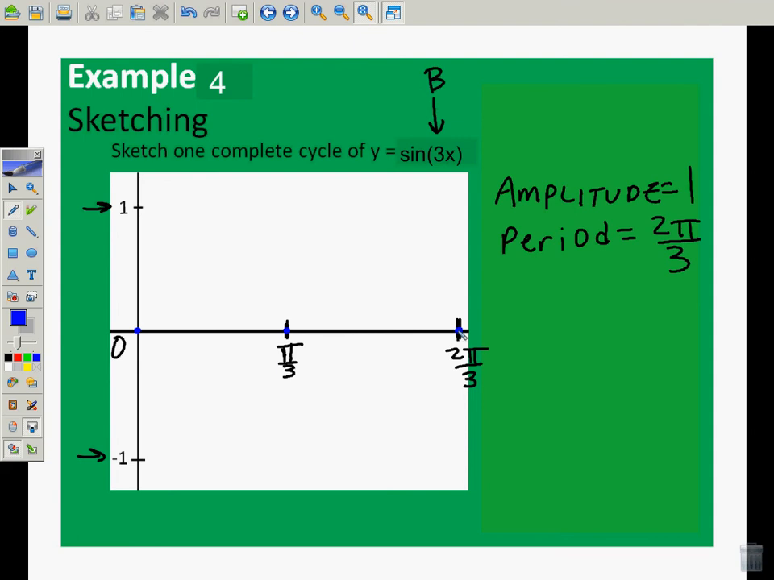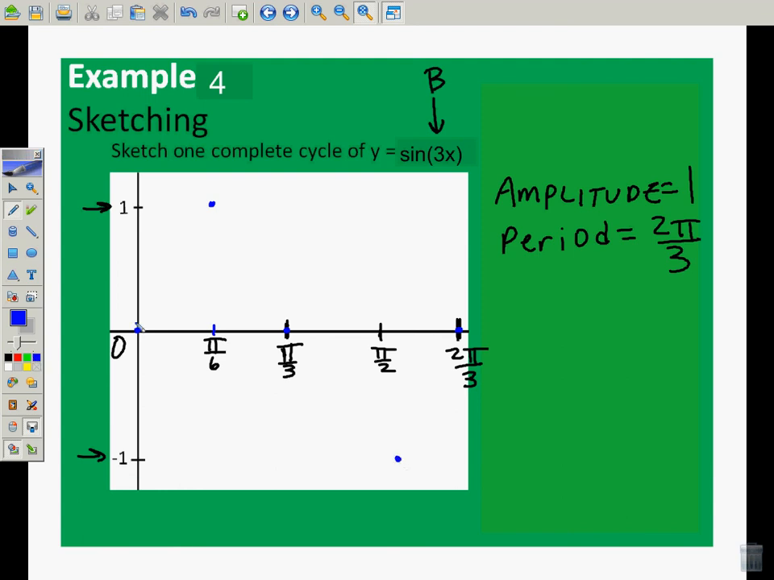Maximum and minimum. My maximum is going to come halfway between 0 and pi over 3. So let's see. That point's going to be pi over 6. And my minimum is going to come halfway between pi over 3 and 2 pi over 3. So that's going to be, let's see, 2 pi over 6 and 4 pi over 6. So that's going to be pi over 2. Okay. And so now when I'm graphing, that's where my minimum is going to come.